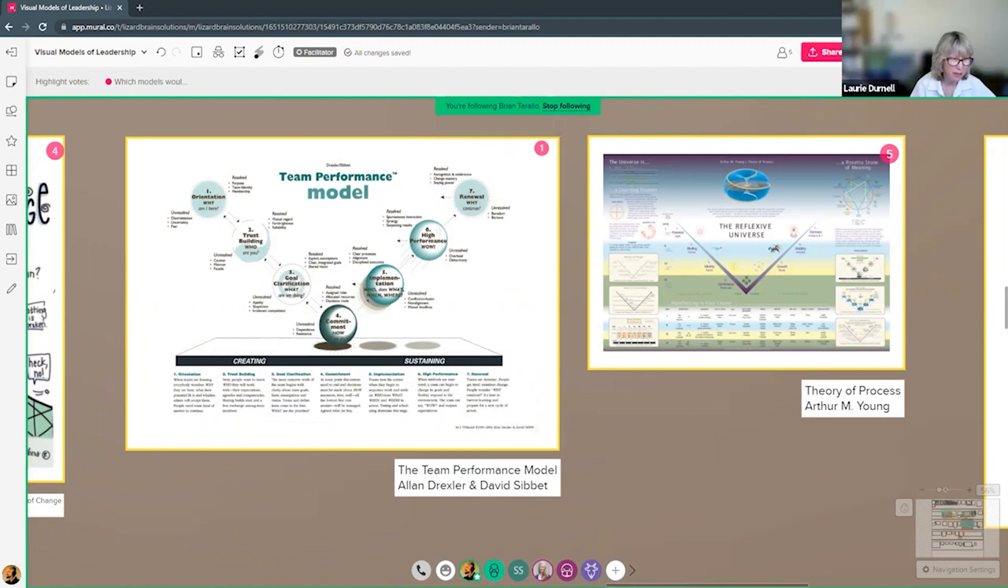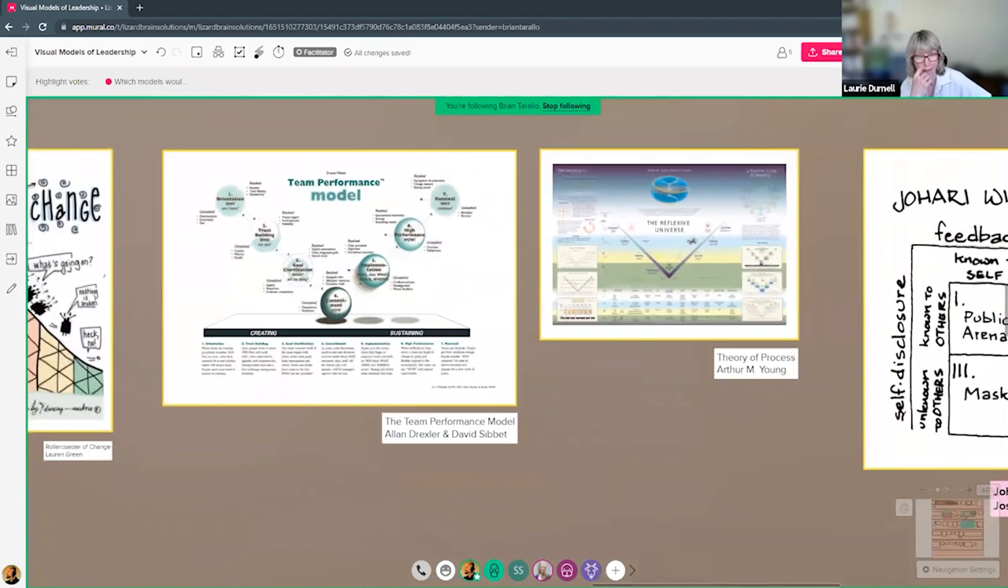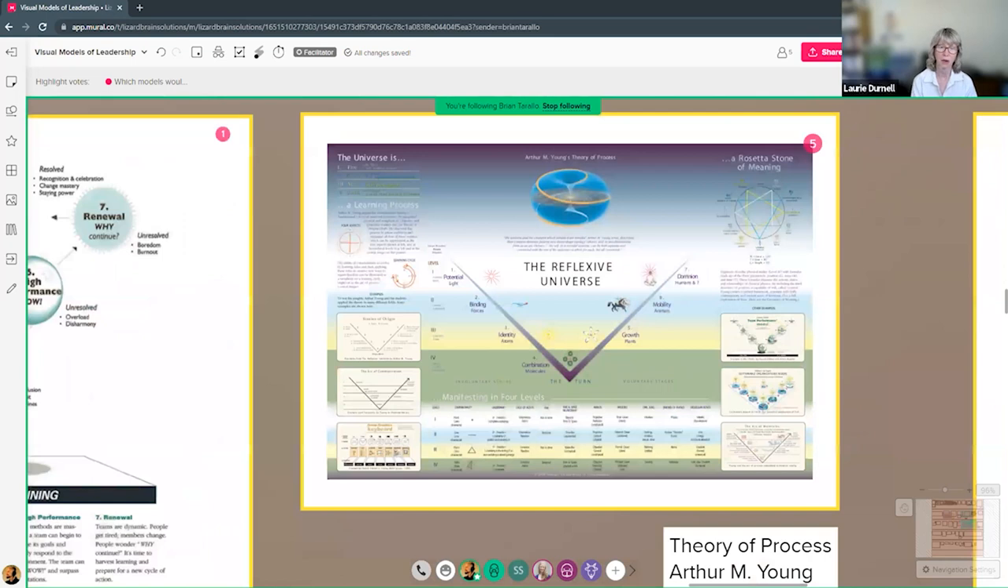Getting down there in the numbers. No, so you got to add 1 + 5, which is 6. Oh, the reflexive universe. Oh, okay. So it's the combination of the two. All right. Well, we'll look at the reflexive universe model, which is the one over there on the right, which is Arthur Young's theory of process. Arthur Young was a physicist who was working on an integrated theory of everything, which is what physicists do when they drink beer.